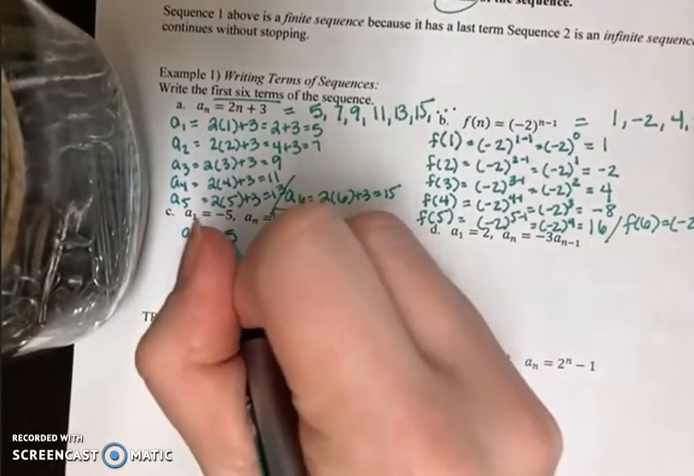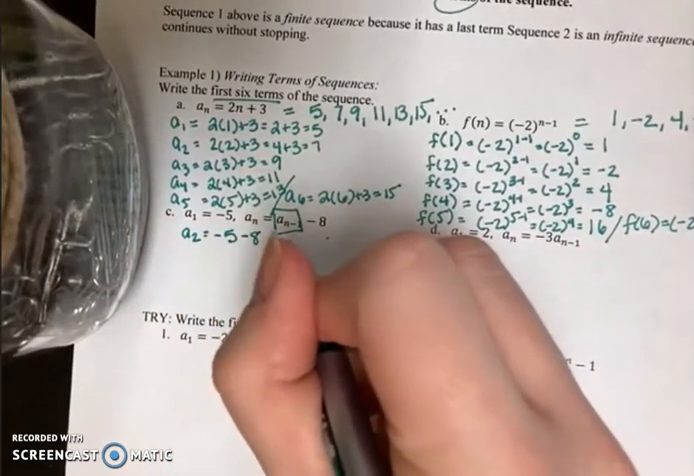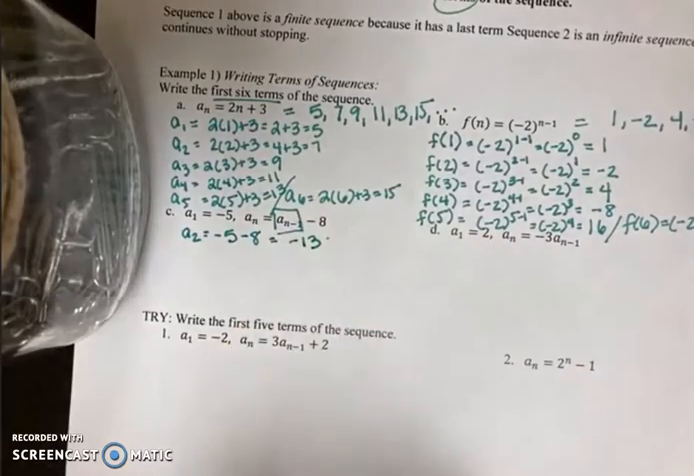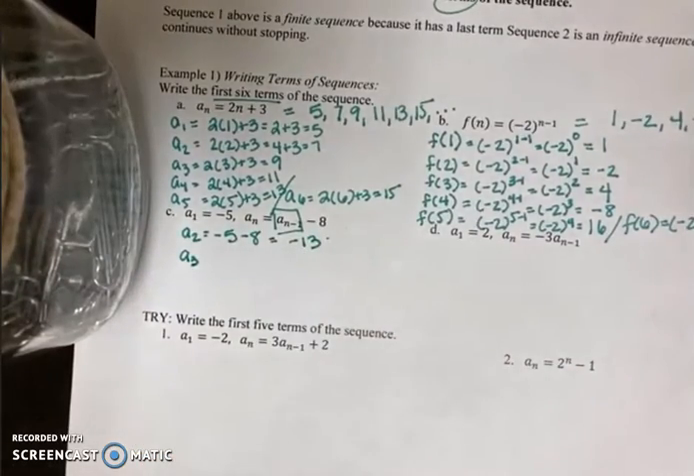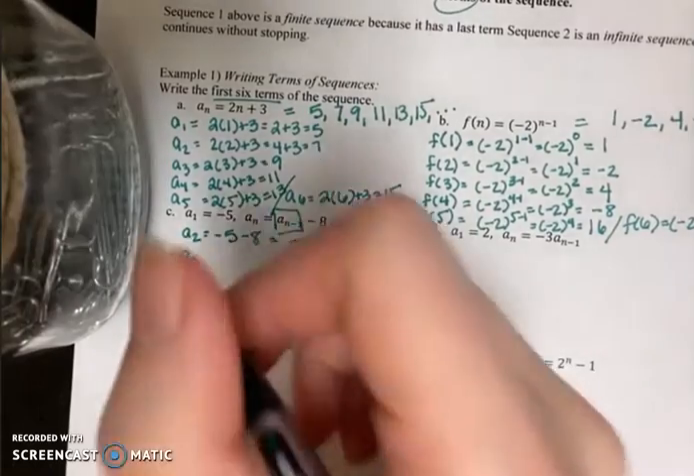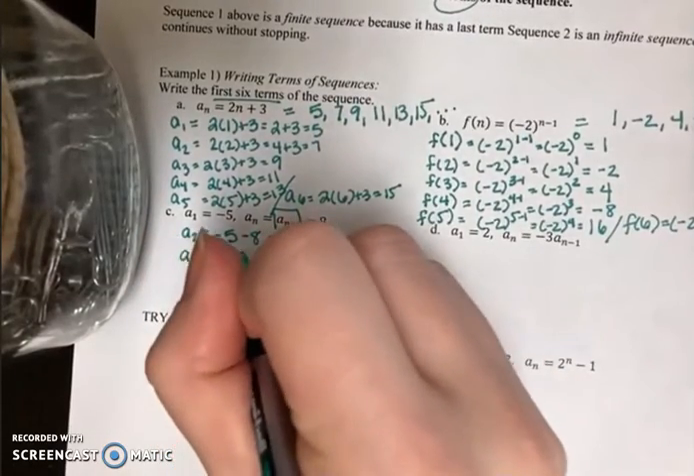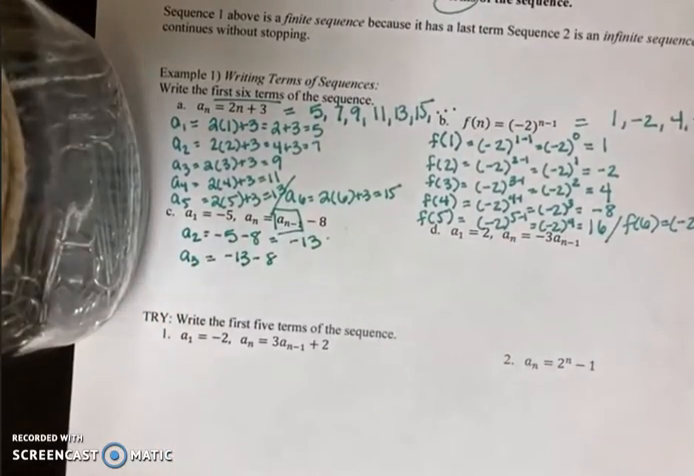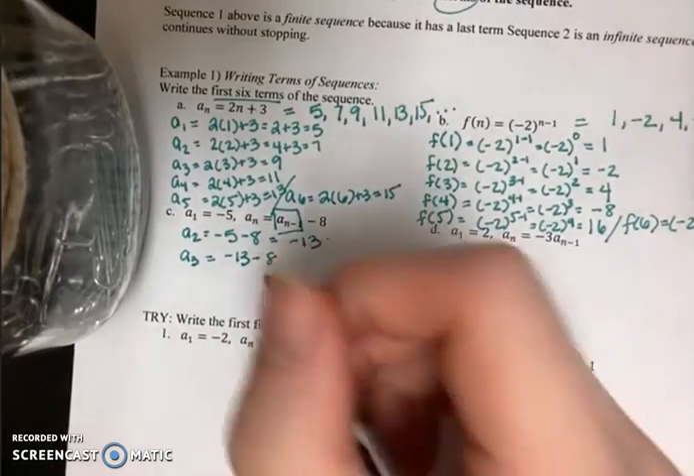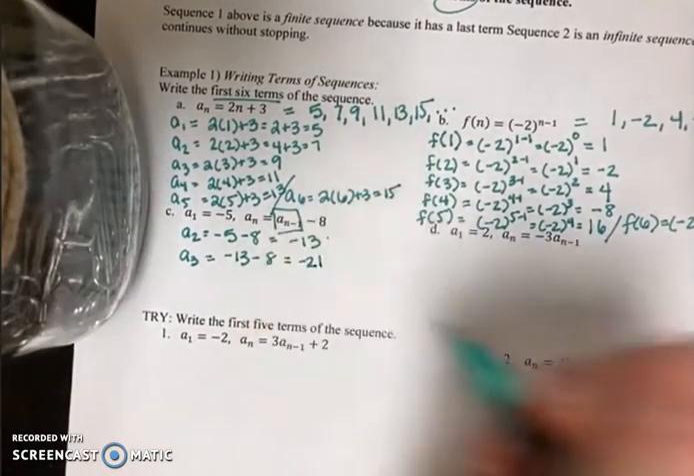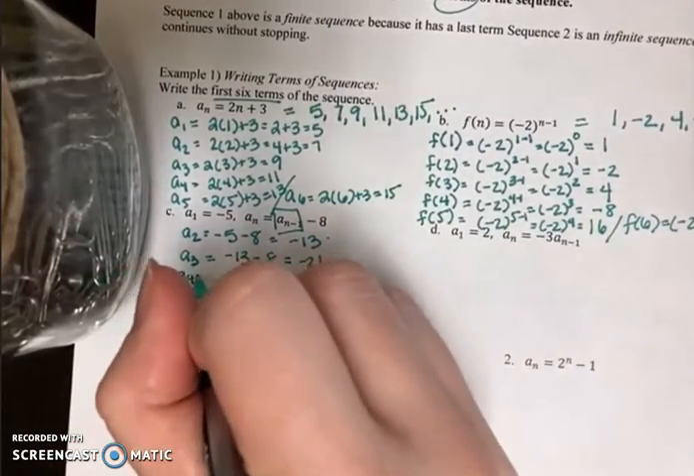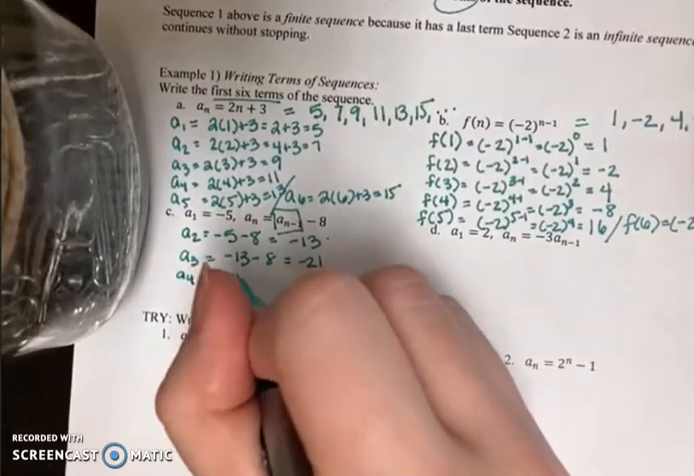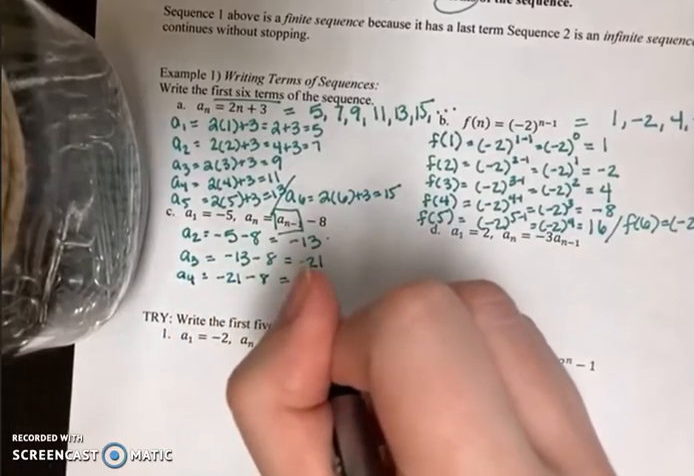So negative 5 minus 8. And that'll give me negative 13. A sub 3, you're going to use the a sub 2 and subtract 8. So we have negative 13 minus 8. And when you subtract a number from a negative number, it becomes a larger negative number. So that's negative 21. Okay. A sub 4 uses a sub 3, so negative 21 minus 8. That's negative 29.